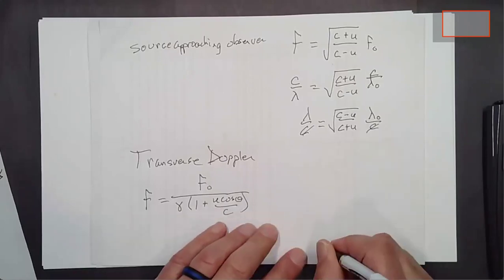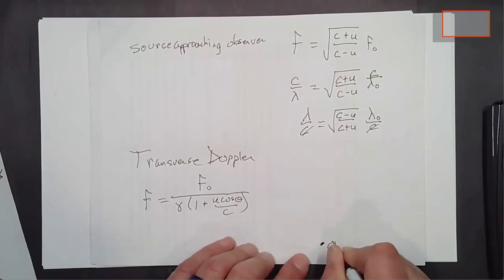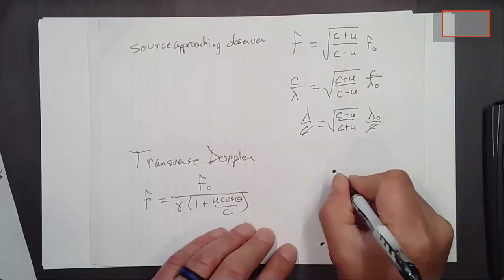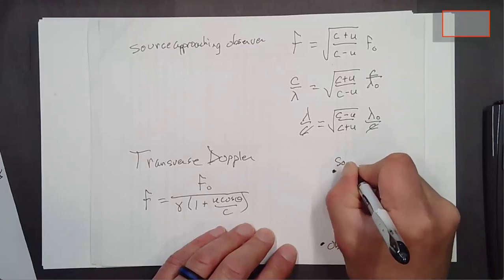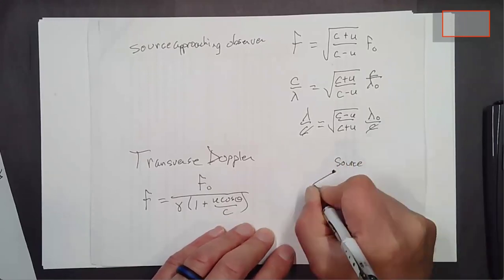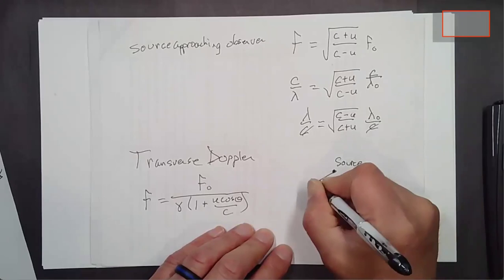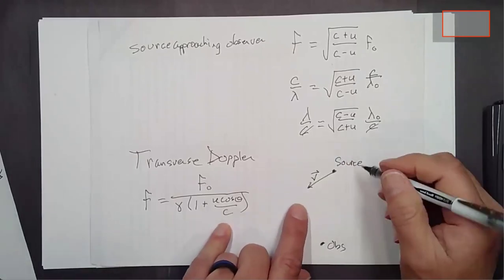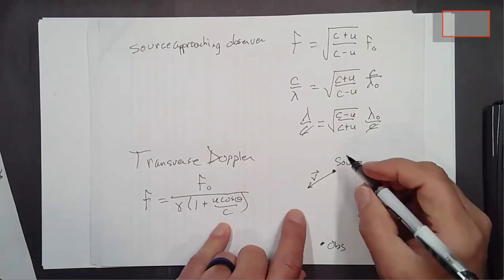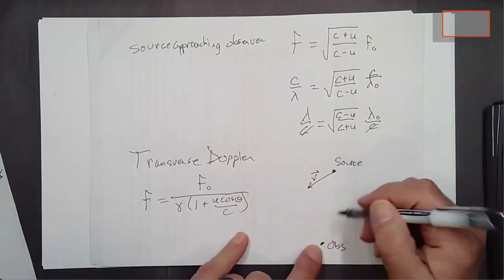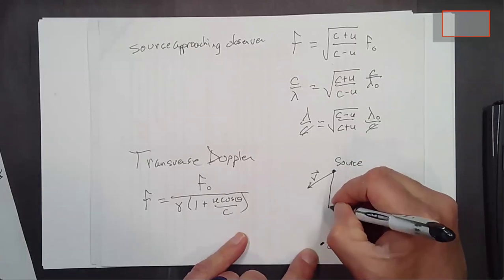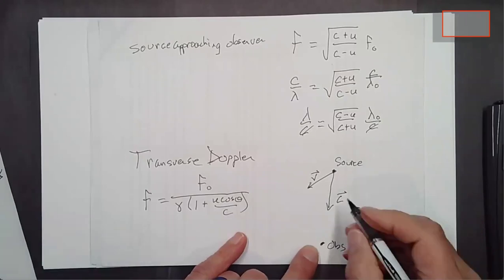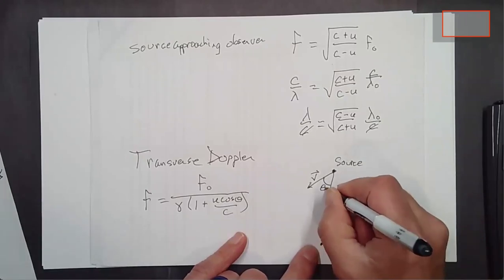So if you have an observer here, and out here you've got a source, and maybe the source has a velocity in this direction at some given time. Well, if the source is going to give off light that goes toward the observer, here's the direction the light's going to be traveling. I'll put c with an arrow on it there. And then this would be the angle theta.